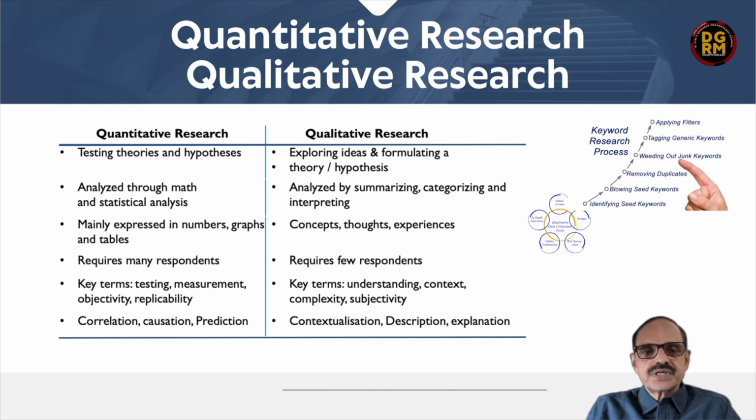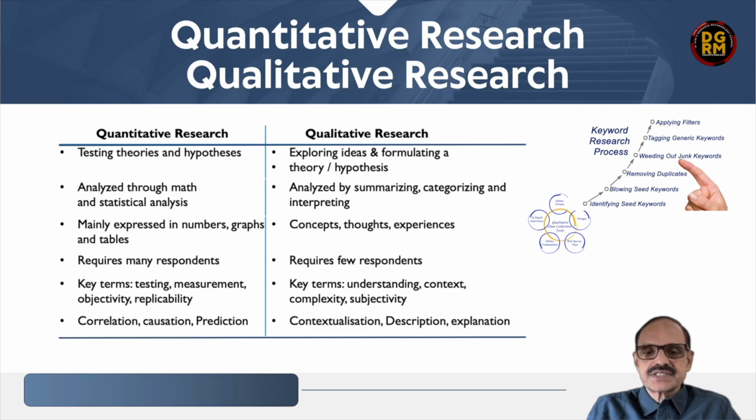Key terms used in quantitative research are testing, measurement, objectivity, and applicability. In qualitative research, the terms used are understanding, context, complexity, and subjectivity. In quantitative research, correlation, causation, and prediction are done, whereas in qualitative research, contextualization, description, and explanation are done.